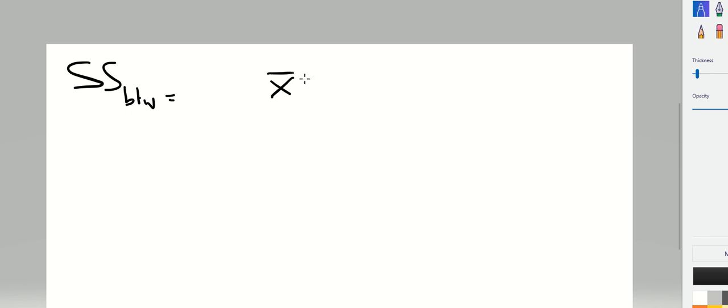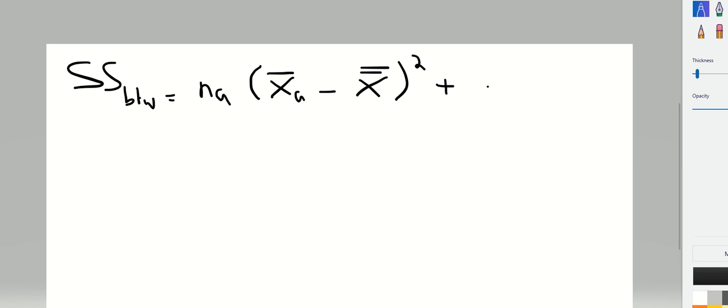The sum of square between is simply: you take the average of the first group, or group A, minus the average of the averages. You square it and multiply by the number of observations in A. Then you repeat. You keep doing that for every group.